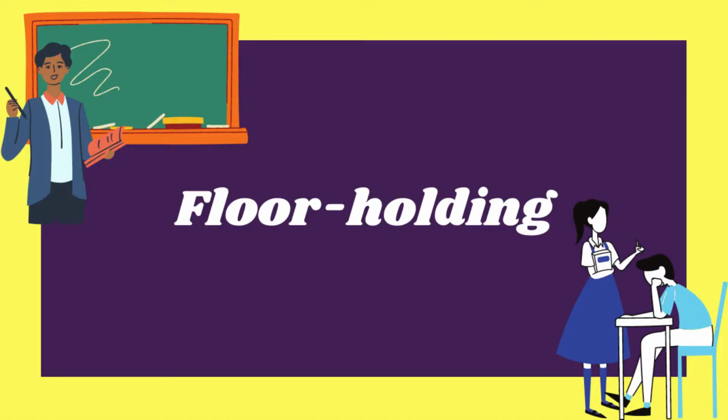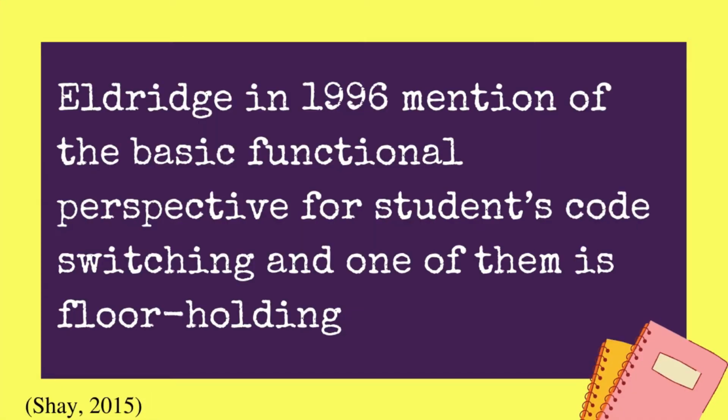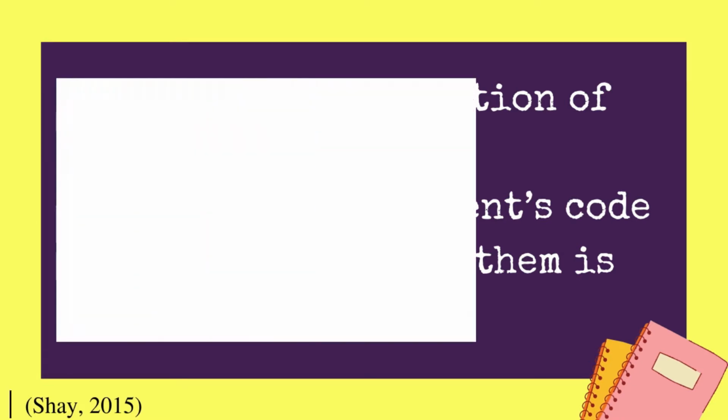The first factor of code switching is the fluency of the target language. And for this, I'm going to focus on floor holding. Eldridge in 1996 mentioned the basic functional perspective for students' code switching, and one of them is floor holding. It only happens in the student's perspective during a conversation between the students among themselves or the students with their teachers. It mainly occurs in an education setting, usually inside an English second language classroom or any other second language classrooms. Floor holding happens when a student is conducting a conversation in that target language, but they switch to their native language to fill in the gaps.